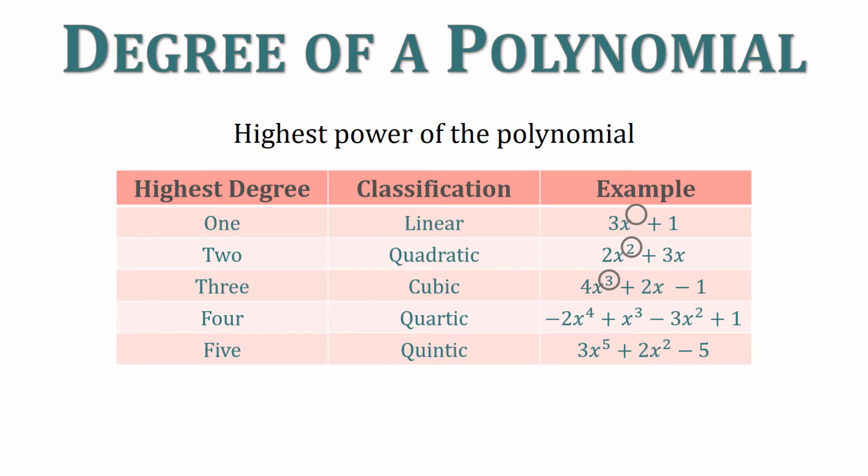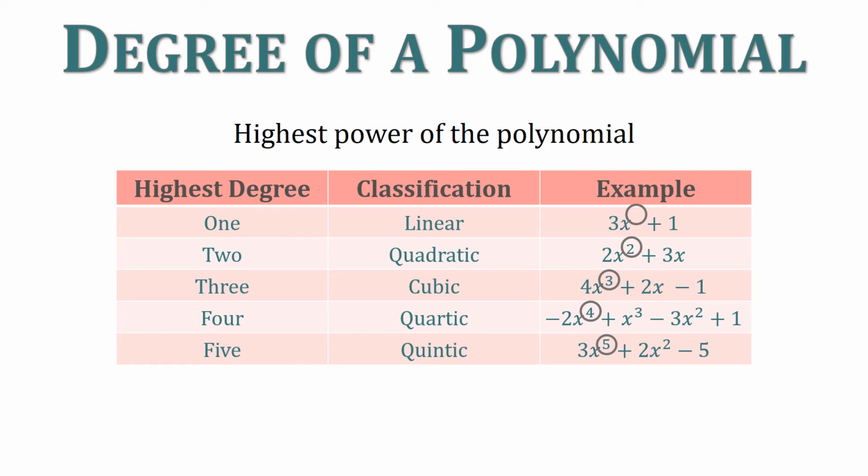Negative 2x to the 4th plus x cubed minus 3x squared plus 1. 4 is my highest power, so we refer to this as a quartic function. And lastly, 3x to the 5th plus 2x squared minus 5. 5 being my highest power, and that's going to be a quintic function. Now, on all 5 of these examples, our leading term, meaning the term in the front, was the highest power. This is what we call standard form.